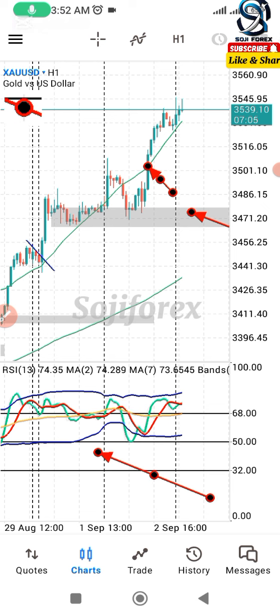So this is simple, and I want you to backtest it. Apply it in the right price concept and you will be amazed at what your result will be.